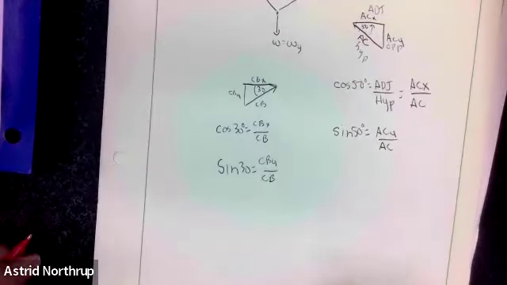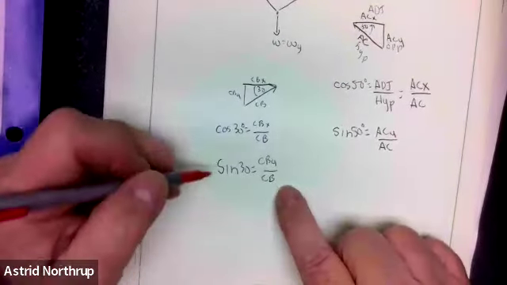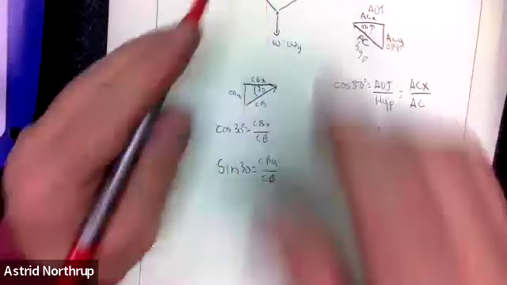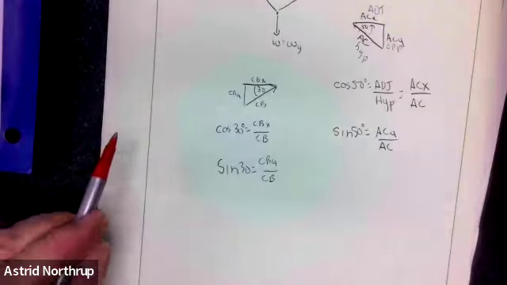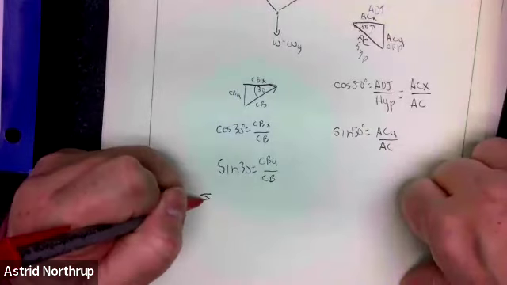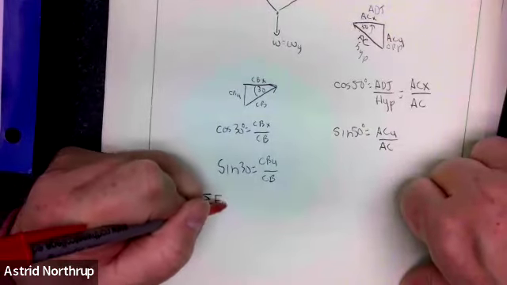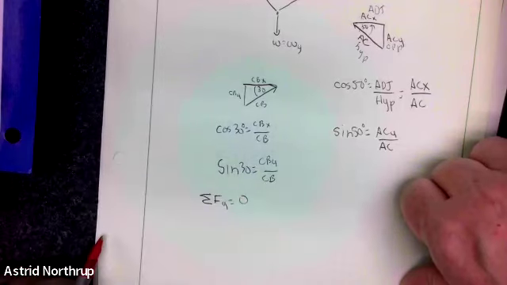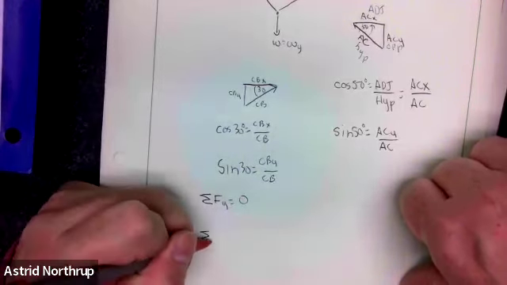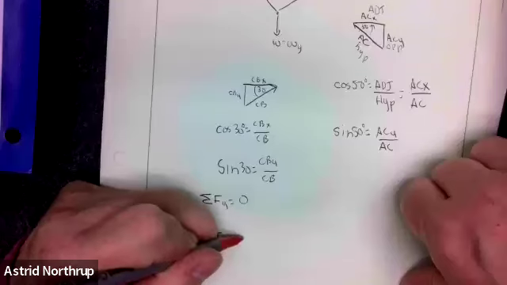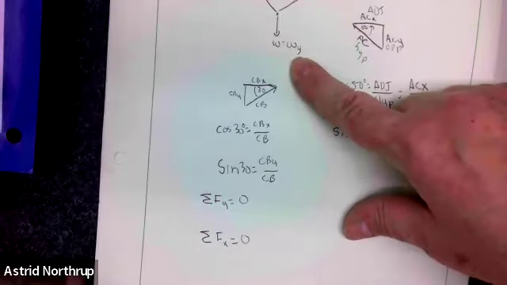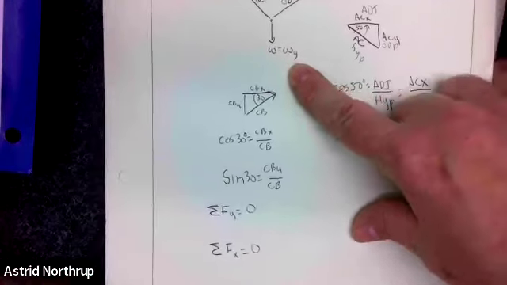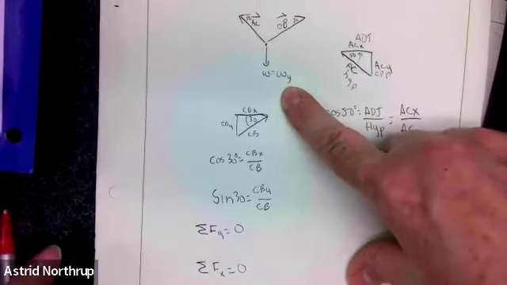All right, so to work a problem like this, it wants to know the cable tensions here. That means directed along each one of those cables. So the way I work that out is in order for this to be in equilibrium, the summation of forces in the Y direction has to be equal to 0, and the summation of forces in the X direction has to be equal to 0.